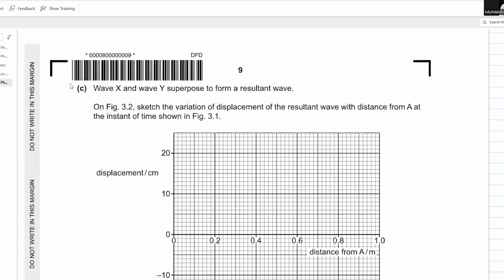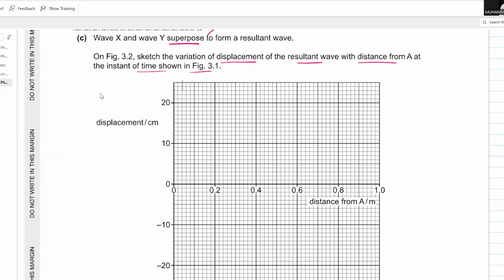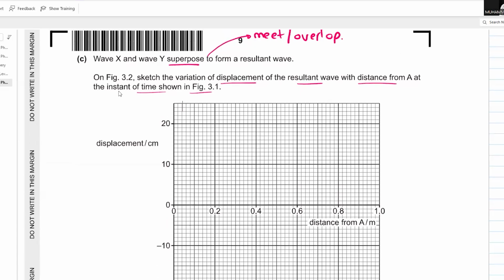Let's move ahead. Wave x and y superpose, that is, wave x and y meet, or you can say overlap, to form a resultant wave. On figure 3.2, sketch the variation of displacement of the resultant wave with distance from point A at the instant of time shown in figure 3.1. Okay, we have to draw the displacement versus distance graph.